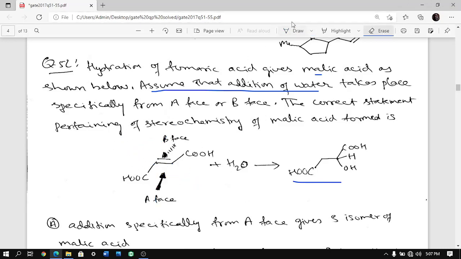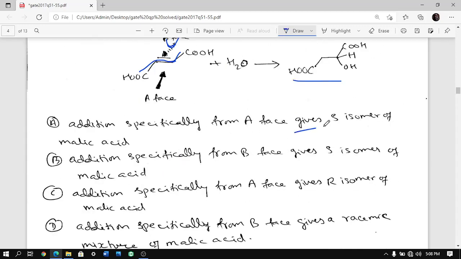See, this whole molecule is in the plane. This COOH, this bond, and this COOH, everything is on the board. So this H2O is attacking from outside the board, and B face is coming from inside the board and attacking. That's why you can see the dash line is there. Okay. And then we have to see whether it is giving the S product or the R product. That's all. It is simple.